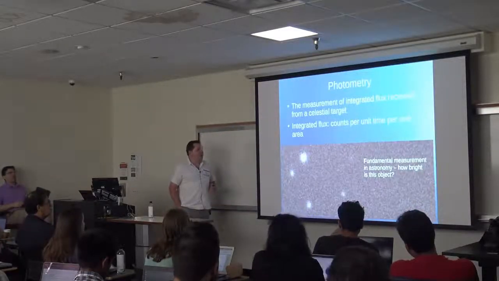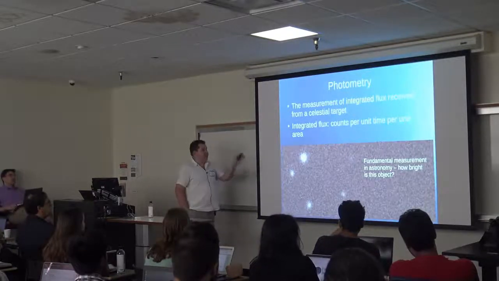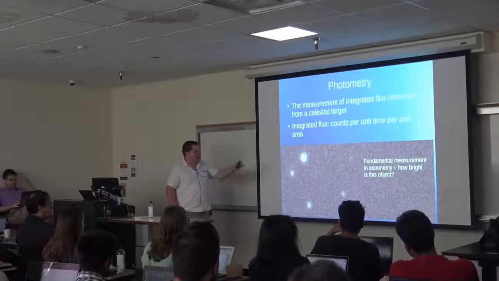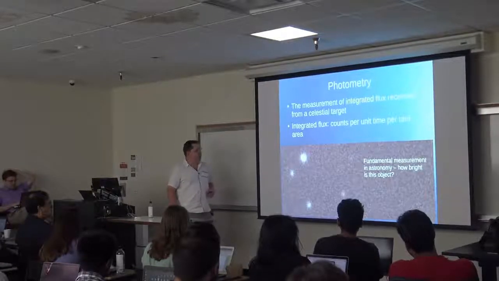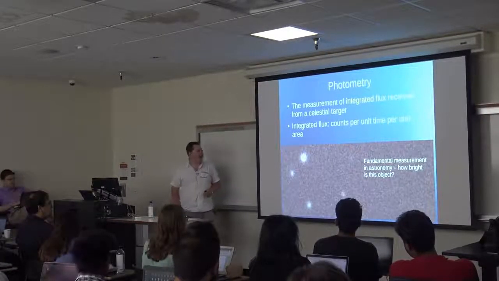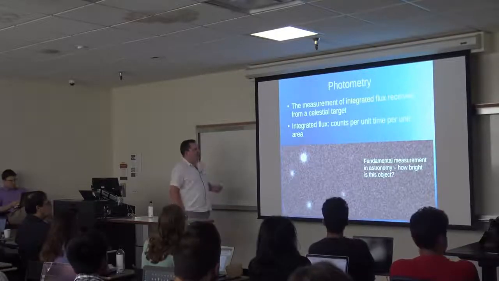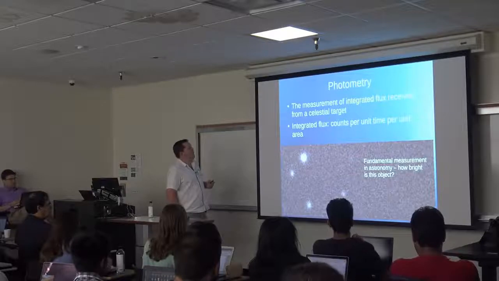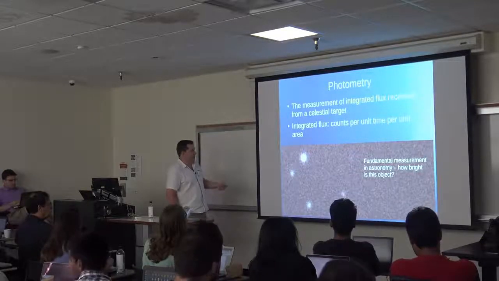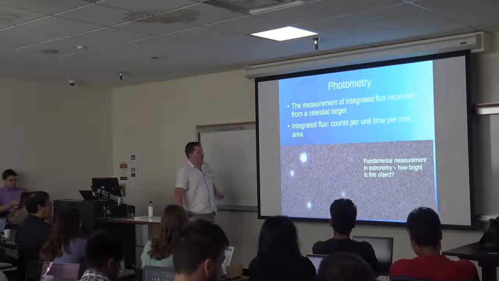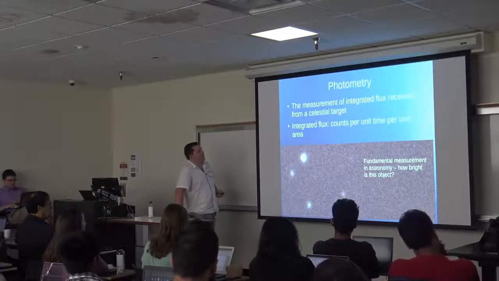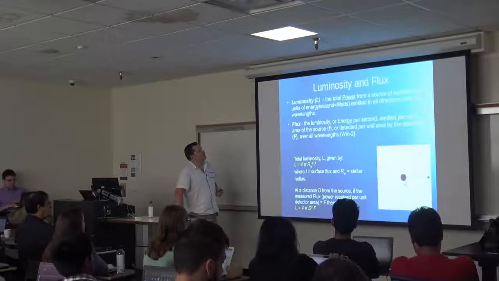Okay, so photometry is essentially the measurement of integrated flux received from a celestial target. I'd say this is the most fundamental measurement we can make in astronomy, really. How bright is this object? By integrated flux, I mean the counts per unit time per unit area. So here we have a zoomed in one of the images we saw earlier. This has already been debiased and flat fielded and all that, so it's ready for us to now move on to make a photometric measurement.